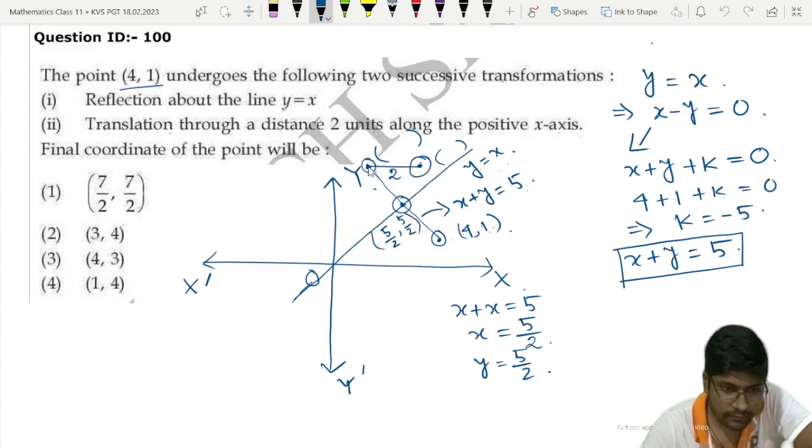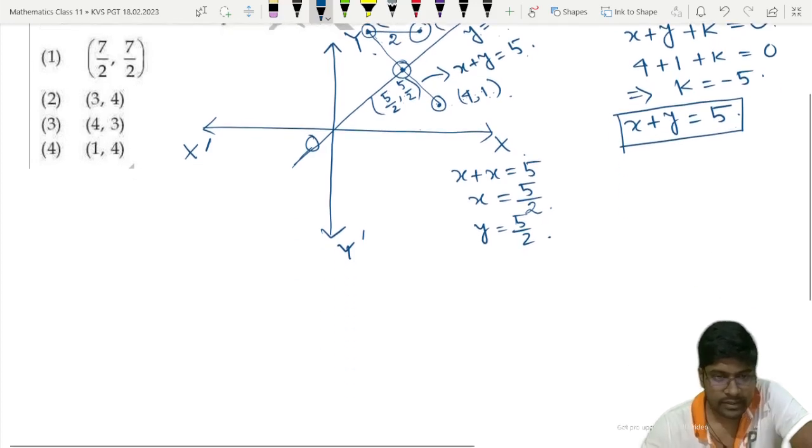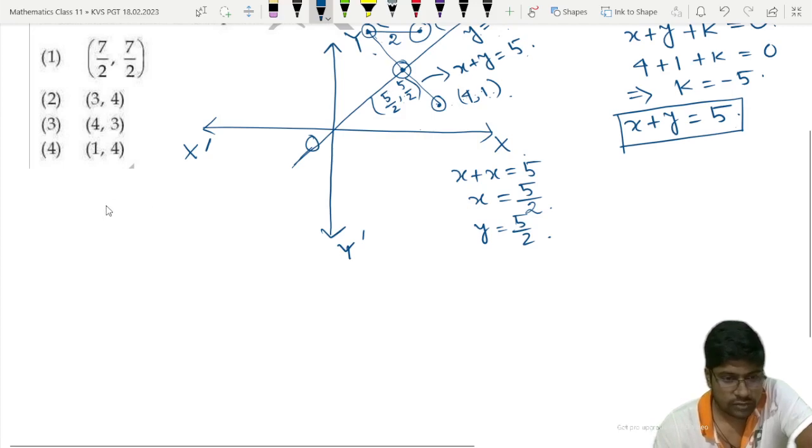Now what about this other point? What will be the coordinate of this point? Let me say (alpha, beta). Then the point of intersection, (5/2, 5/2), will be the midpoint of these two points. One is (4, 1), another one is (alpha, beta). So just apply the midpoint formula and find out.